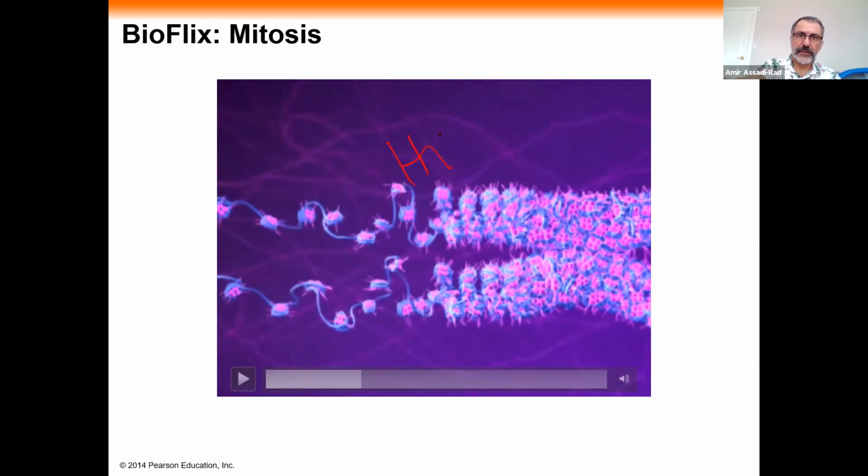Histones, what can I write? Histones, okay? These protein molecules right here, right here, right here are histones.